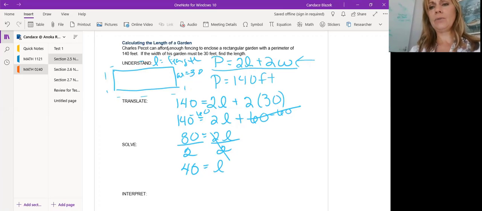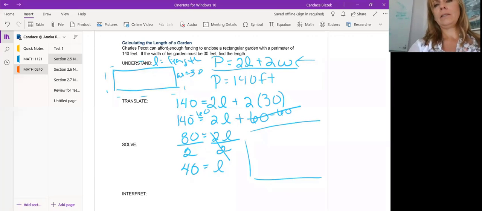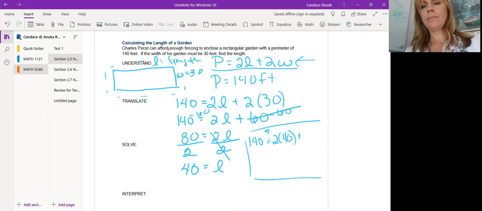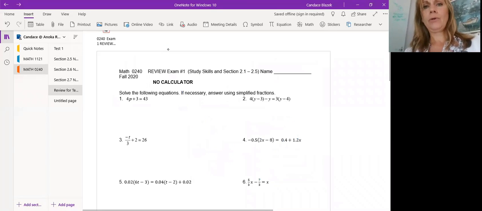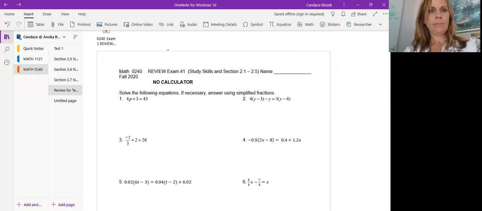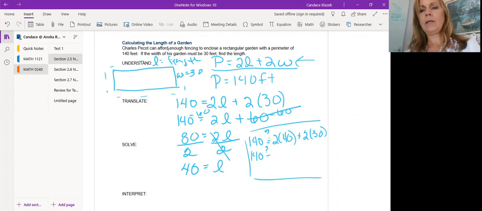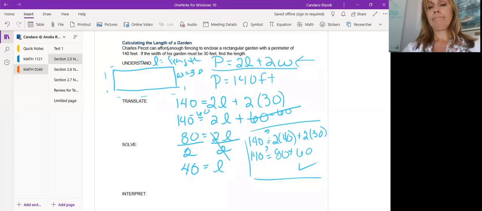All right, so let's go ahead and check this one. This is a nice one to check. So what I want to see is, is 140 equal to twice my 40 plus twice my width of 30? All right, so 140, is that equal to 80 plus 60? And the answer is yes, it is.